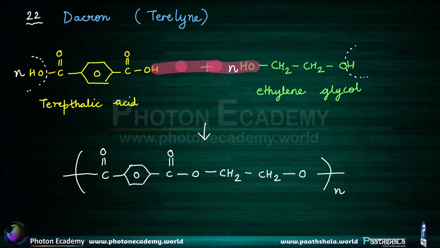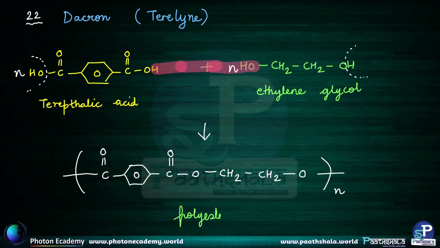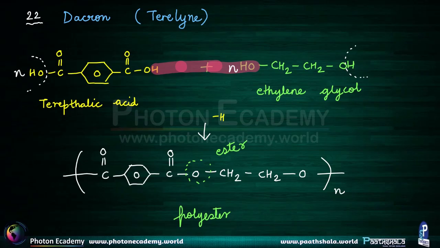Now dacron over here is called a polyester because this particular O is an ester. It is making it an ester because of this O linkage. So it is an ester linkage, and this is known as a polyester. And all it did was lose a water molecule. So both monomers lost a water molecule, and we got in return dacron. Okay, so this was the 22nd one.